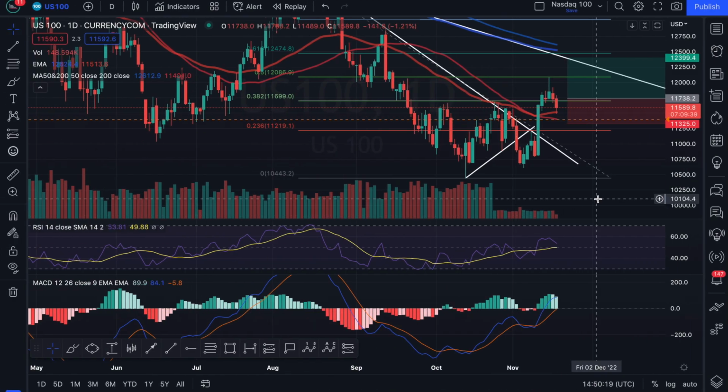Let's start with the Nasdaq100. Nasdaq is currently trading at 11,590, so just shy of 11,600. We're down 1.22% for the trading session. We're under a little bit of pressure today, and I want to draw your attention to the bond market.